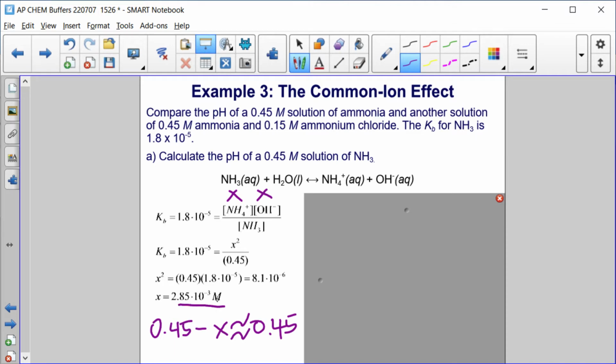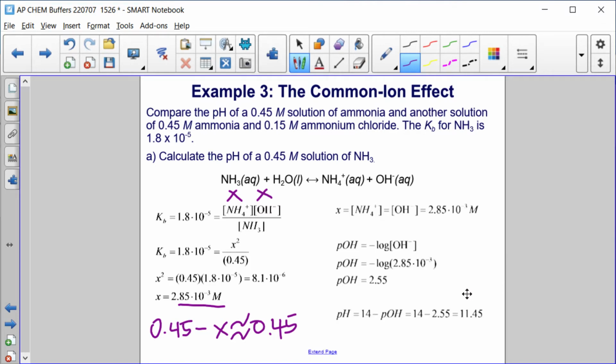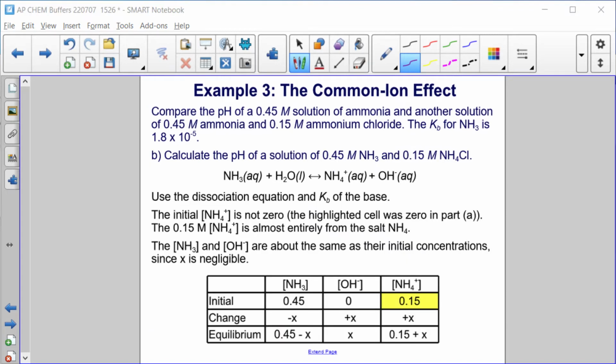We solve for X and we get 2.85 times 10 to the minus third. Now, what does X represent? It represents the concentration of the ammonium and the hydroxide, which we can use to find the pOH, the minus log of hydroxide ion concentration. I get 2.55. And to answer the question, I need to just solve for the pH. I get 11.45.